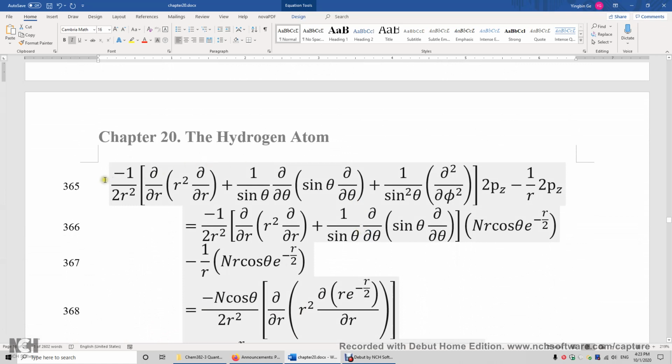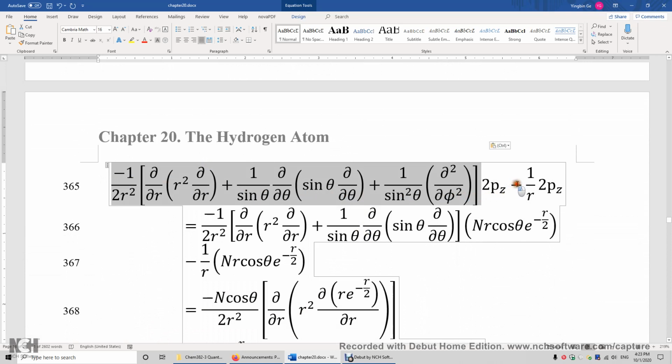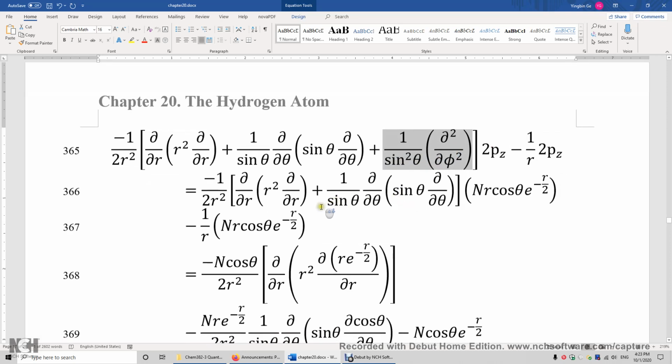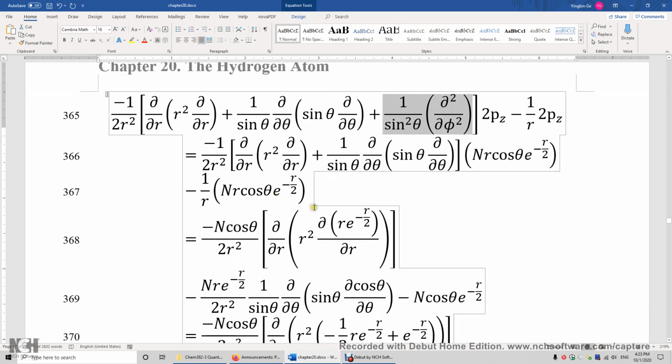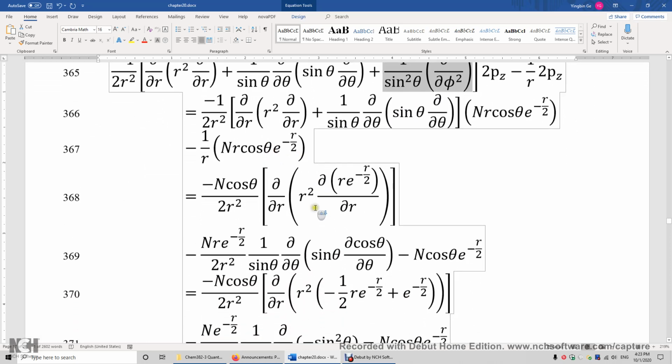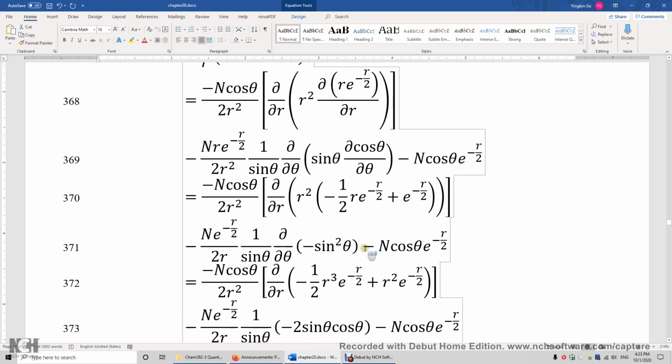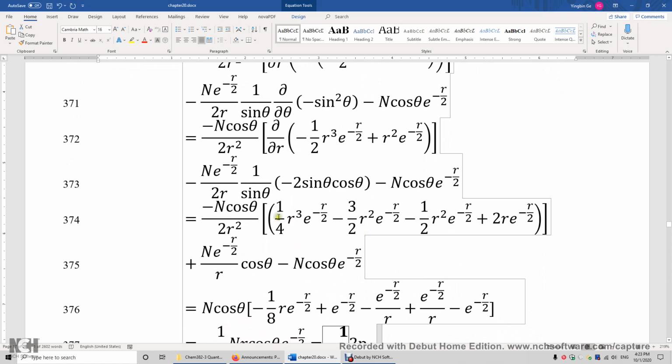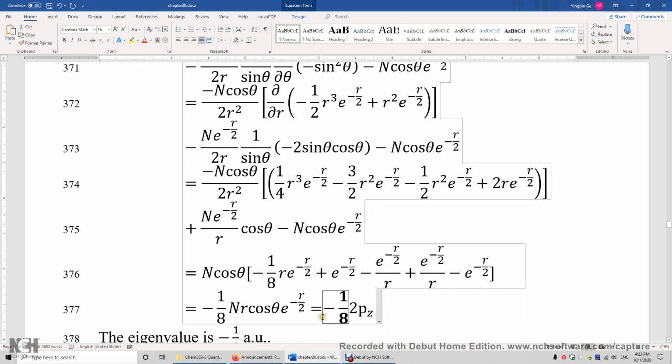Mathematics. Again, this is just the kinetic energy operator. This is the potential energy operator, both in atomic units. And this is just mathematics. 2pz does not depend on phi, so we don't have to worry about this term, but still, the derivation is more complicated. All right? But if you do everything carefully, in the end, you should be able to get this result.